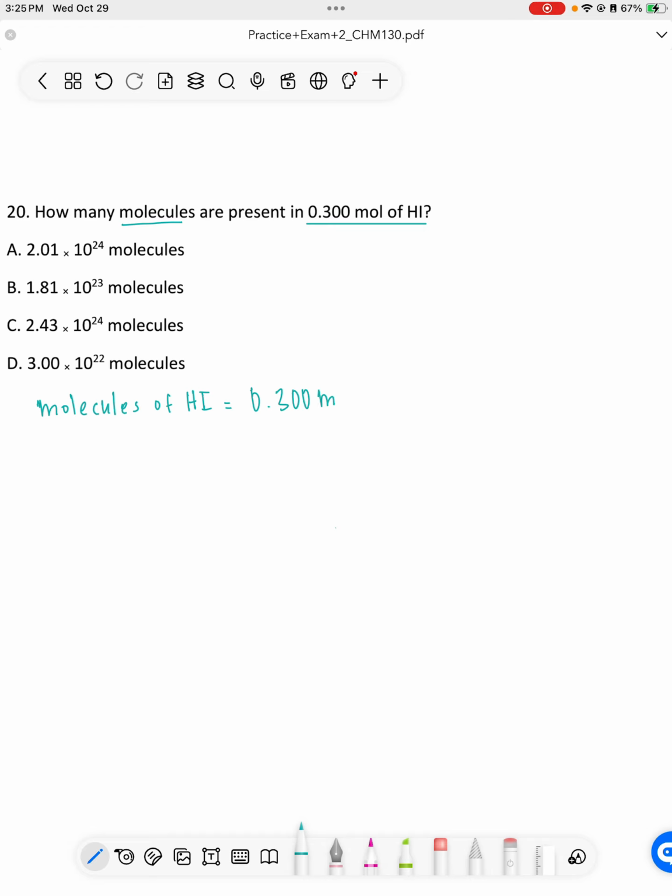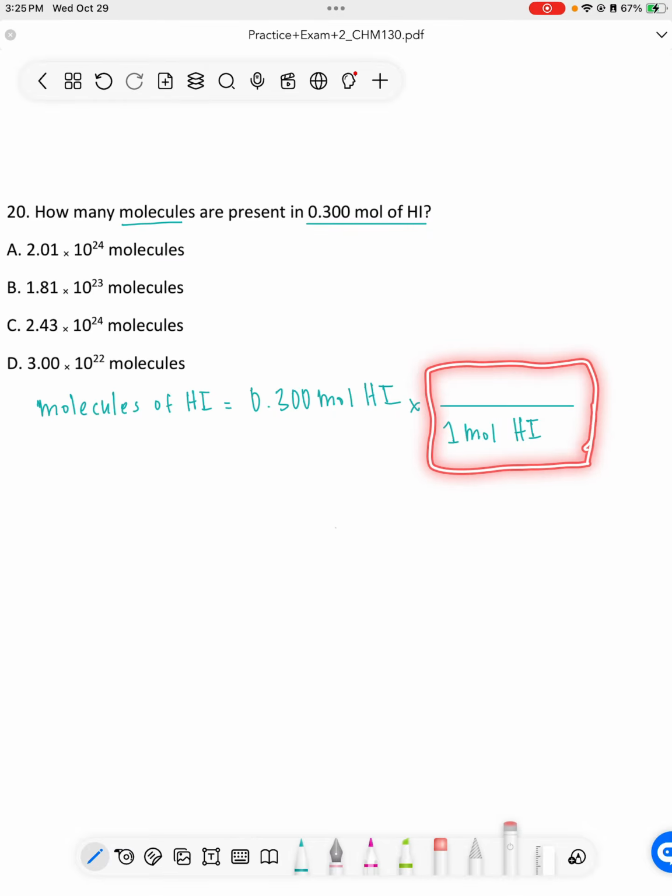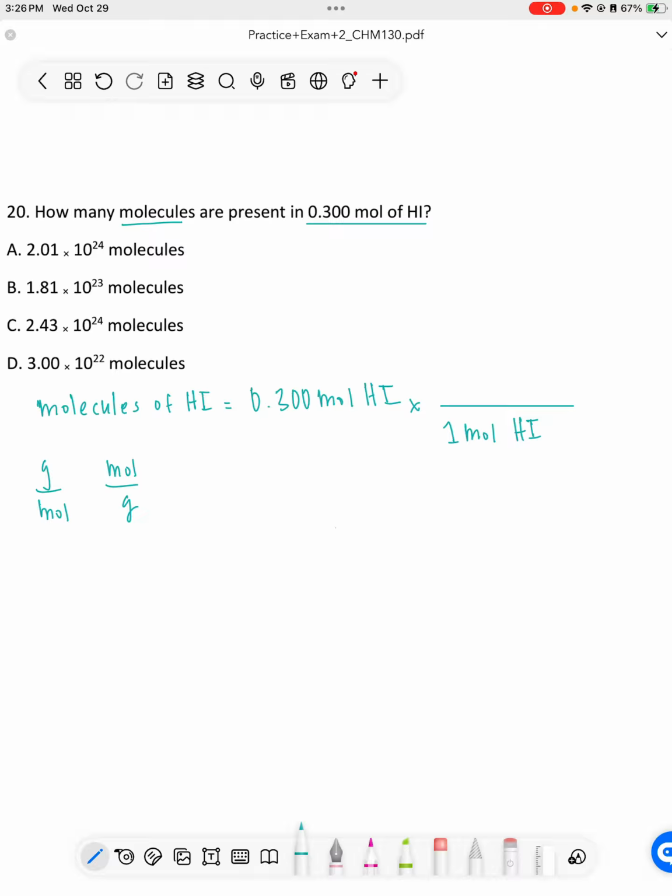And then we write what's given to us, which is 0.300 moles of HI. And we know right away that we want to get rid of moles of HI. So I'm just going to write 1 mole of HI. I do that because it can prompt me to look for a conversion factor that has something to do with moles of HI. Well, we have lots of conversion factors that have to do with moles. We have a molar mass, so we have grams per mole, or we can do moles per gram. But there's nothing in here that has to do with mass, so we're not going to use that.